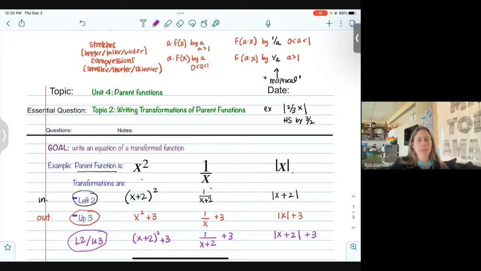So my goal with today's was just to show you a couple of different examples and kind of ease our way into working with horizontal stretches or compressions, because those are the ones that trip people up the most.